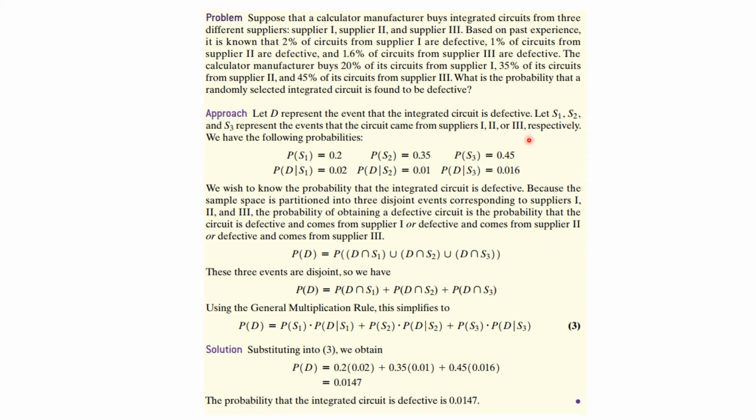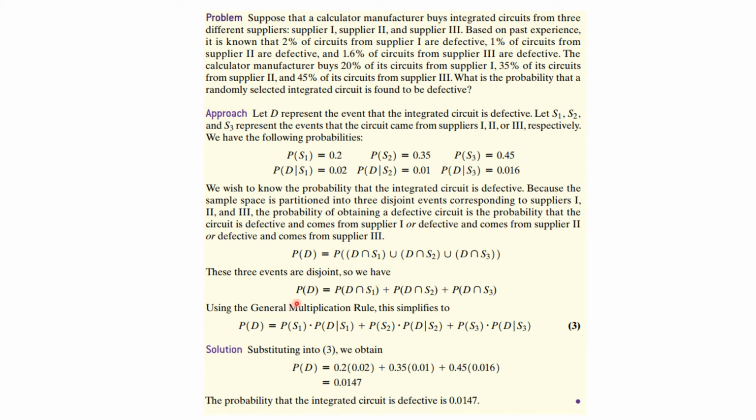Okay, well, first thing that we're going to do is we're going to write all that information down in the language that we understand. So the probability of S1, supplier 1, is 0.2. Probability of getting one from supplier 2 is 0.35, and the remaining 45% come from supplier 3, and these are the probabilities of defective across those suppliers. So you see, either you get them from one of the 3 suppliers, so the probability of defective is it could come from supplier 1, supplier 2, supplier 3, but those are all disjoint sets.